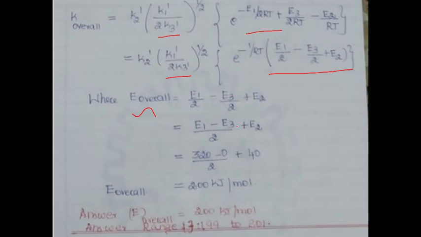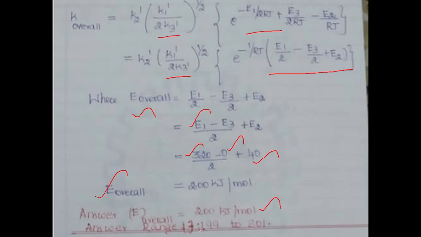Here E1, E2, E3 values are known. E1 value is 320, E2 value is 40, E3 value is 0. Substitute all these values here. E1 by 2 minus E3 by 2 can be written as (E1 minus E3) by 2, plus E2. Substitute all the given values and find out E overall. E overall is equal to 200 kilojoule per mole. The answer for this problem is 200 kilojoule per mole.